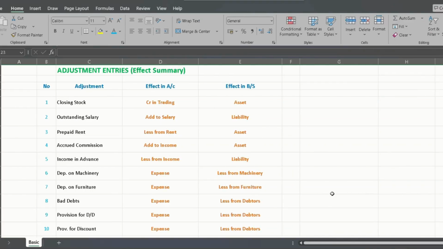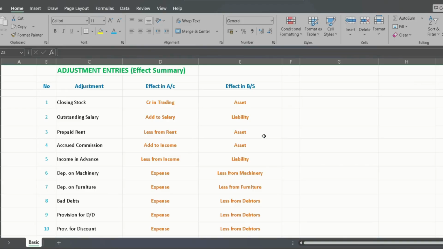Let's start. Adjustment entry. First, closing stock. It is credited in trading account and also on the asset side of the balance sheet. Second one is outstanding salary. Add to salary in profit and loss account and liability side. Prepaid rent. Less from rent in profit and loss account and asset side of the balance sheet. Accrued commission. Add to income in profit and loss account and enter on the asset side. Income in advance. Less from income in profit and loss account and liability side.